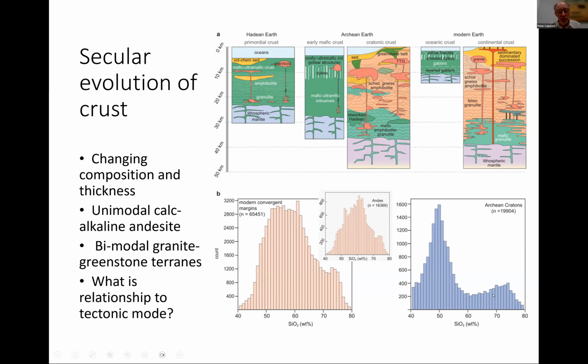And again, what's the relationship to tectonic mode? We know the relationship to tectonic mode with these sorts of lithologies, but what is it with respect to the Archean cratons?